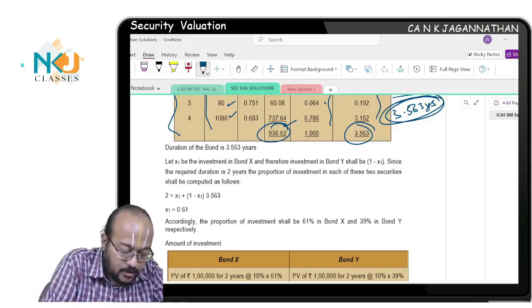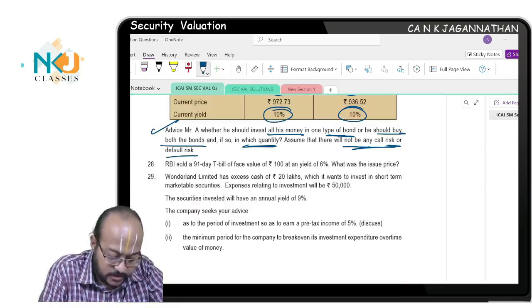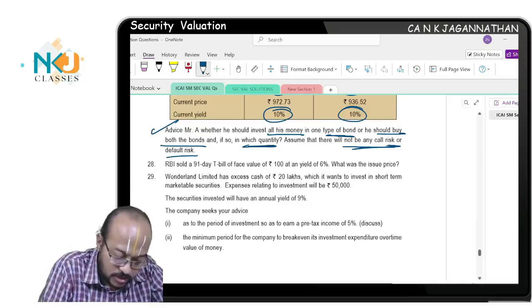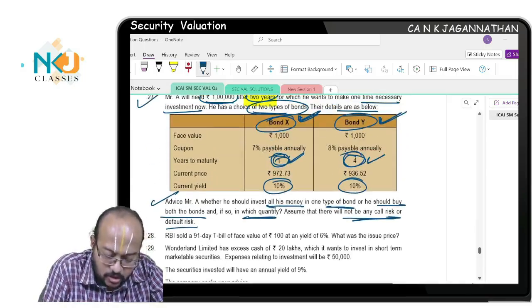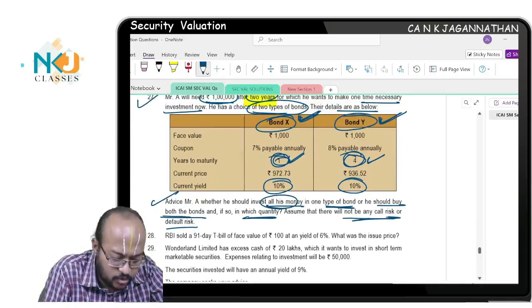See, you need to find out what they are asking, as to the period of investment in this question: advise whether he should invest all his money in one type of bond or he should buy both the bonds.